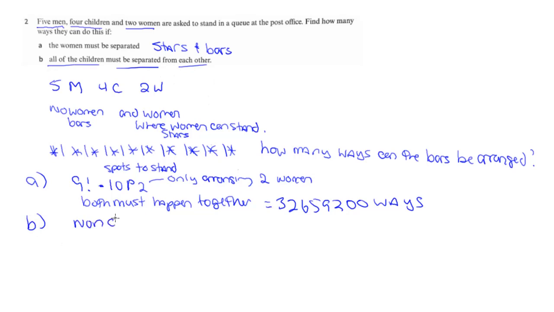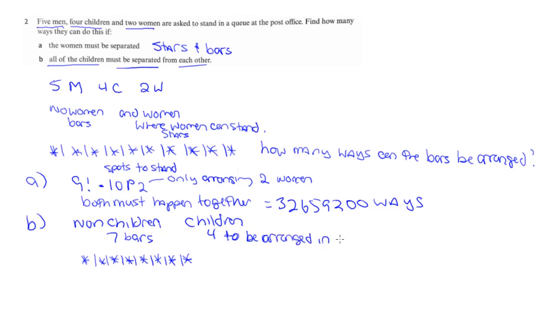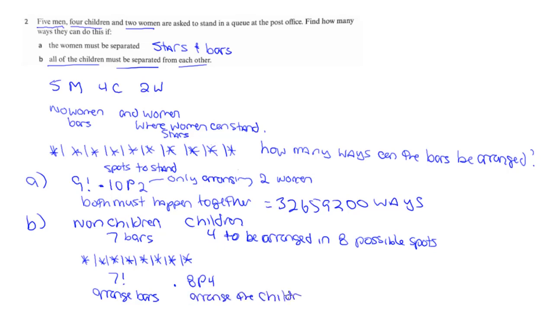Now, for part B, all the children must be separated. So it's a similar kind of thing. We've got non-children and children. So we've got 7 non-children, and then we've got 4 children. Well, you'll notice we're going to have 7 bars, and then there's going to be 8 stars. So we're going to do the same kind of thing. This is going to be 7 factorial, and then we're going to multiply that times 8P4. And then all we've got to do is multiply those two, because they have to happen together, and we get the total number of ways. All right, let's take a look at the next one.